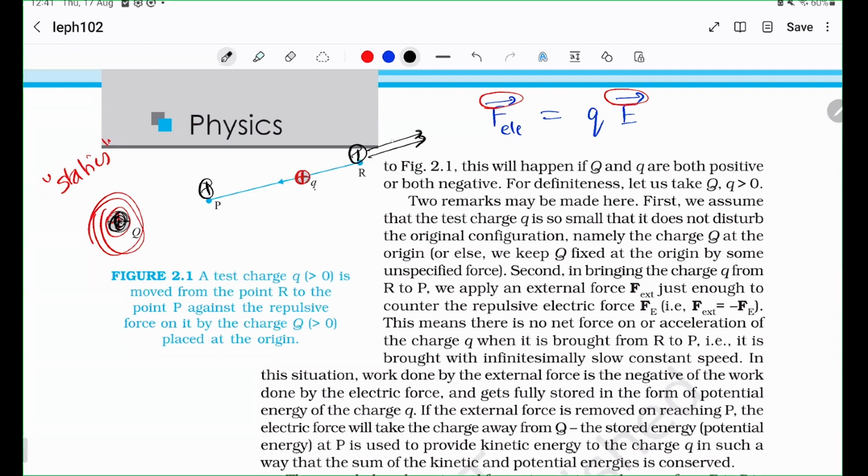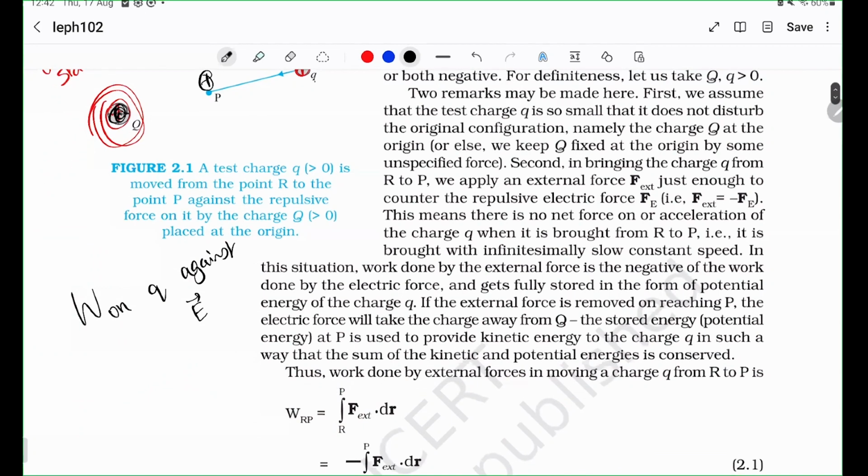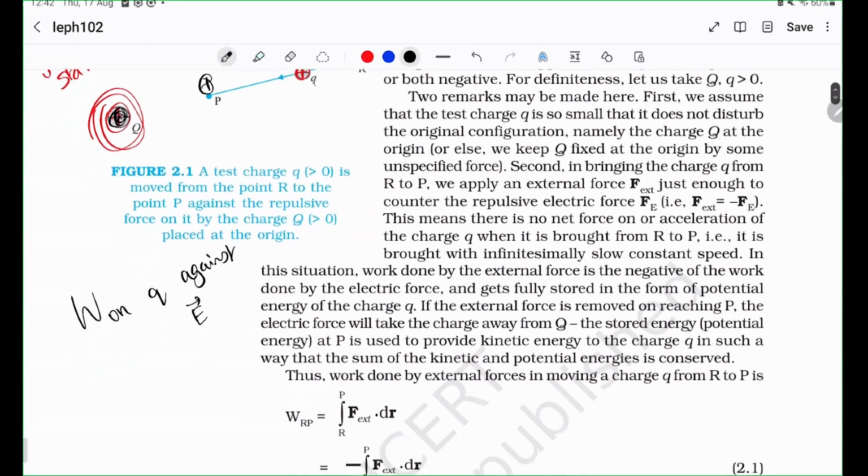So you see that the force is going to be away. This plus Q is trying to push the small q away. But you are adamant. You don't want it to go that way. Instead, you are trying to push it to P. So what you are doing is exerting work. You are doing work on q against the electric field. Because the electric field is trying to push the charge away, whereas you are trying to push the charge in the other direction. So you are doing positive work.